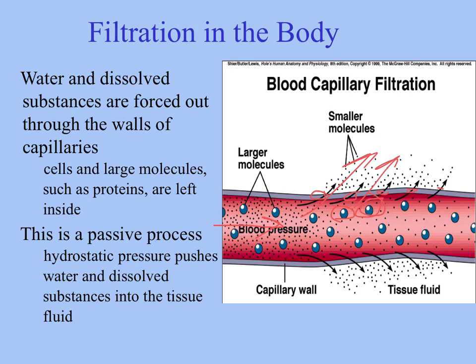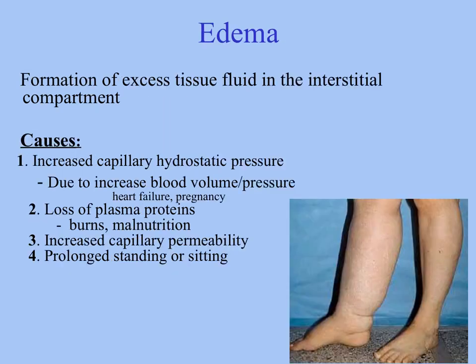Now, an important thing to remember when we're talking about filtration in a blood capillary is that because proteins are left behind, they will then start to exert an osmotic pressure that will pull some fluid back into the capillary on the venous end. And that's going to be important for the next thing we're going to be talking about on the next slide, which is edema. So edema is the formation of excess tissue fluid, in other words, what's directly outside the cells, the interstitial fluid, through a number of mechanisms.